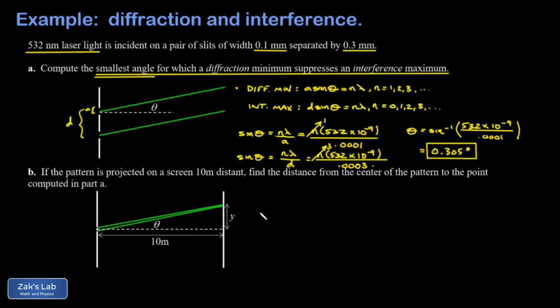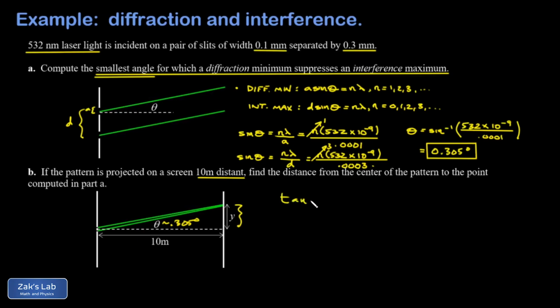and then trying to figure out how far this feature is that we just computed, how far it is from the center line. So we're projecting onto a screen that's quite distant. It's at a distance of 10 meters. We just figured out that this point where the first diffraction min suppresses the third interference max happens at about 0.305 degrees. And to figure out how far that is from the center line on the screen, we just have to use a little bit of trigonometry.